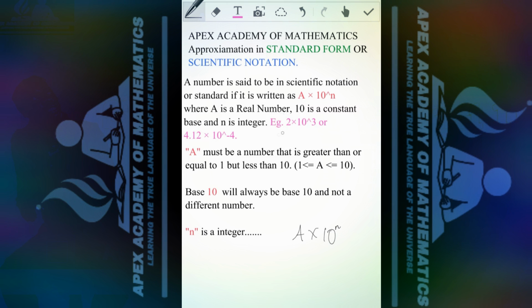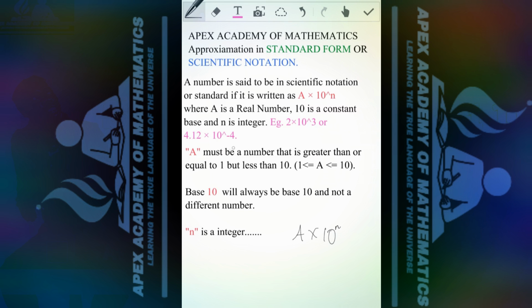It says here, example, 2 multiplied by 10 to the power of 3. Here this 2 represents my a, 10 is my constant base, and 3 here is my n, my integer. And here's an example where a could be a decimal, where it's 4.12 times 10 to the power of a negative number, and here you can see n may not necessarily be positive, but it can also be a negative number.